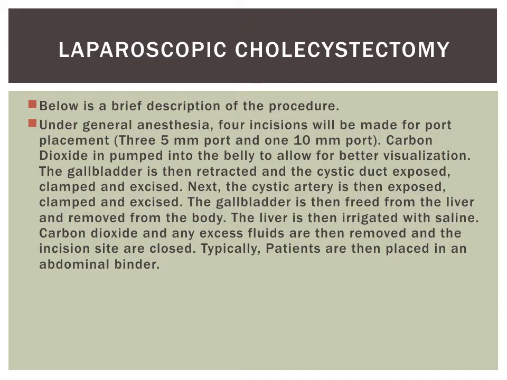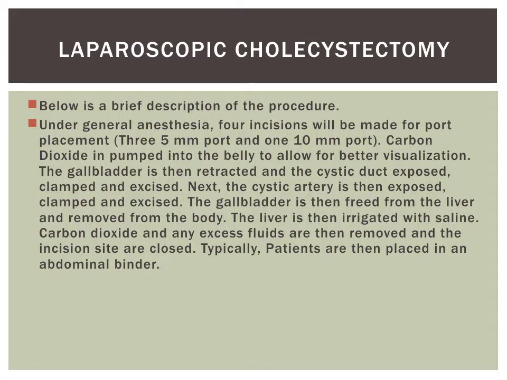So under general anesthesia, 4 incisions will be made for the port placements. You'll have 3 5mm incisions and 1 10mm incision. The larger incision is located for the camera and removing the gallbladder. Carbon dioxide is then pumped into the belly to allow for better visualization of the gallbladder. The gallbladder is then retracted off the liver, and the cystic duct is exposed, clamped, and excised. Next, the cystic artery is exposed, clamped, and excised. This allows the gallbladder to be freed from the liver and removed from the body.